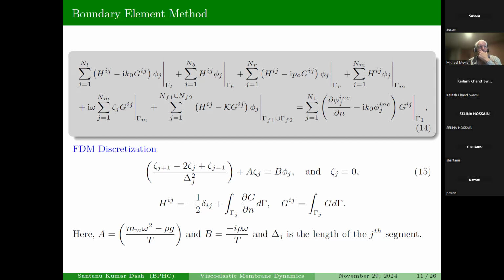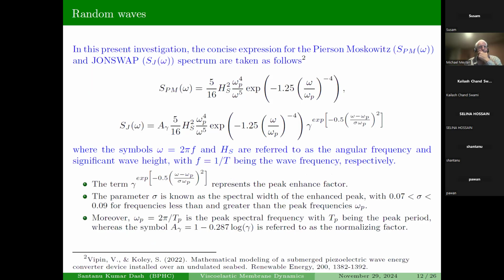That is associated with the governing equations and is handled using analytical and numerical methods based on the Gauss quadrature rule, which can effectively handle the singularity at the sharp corner as well as the infinite domain. Now, for the present study, to analyze the effect of the random waves, we have considered the fully developed sea system, that is the Pierson-Moskowitz spectrum.